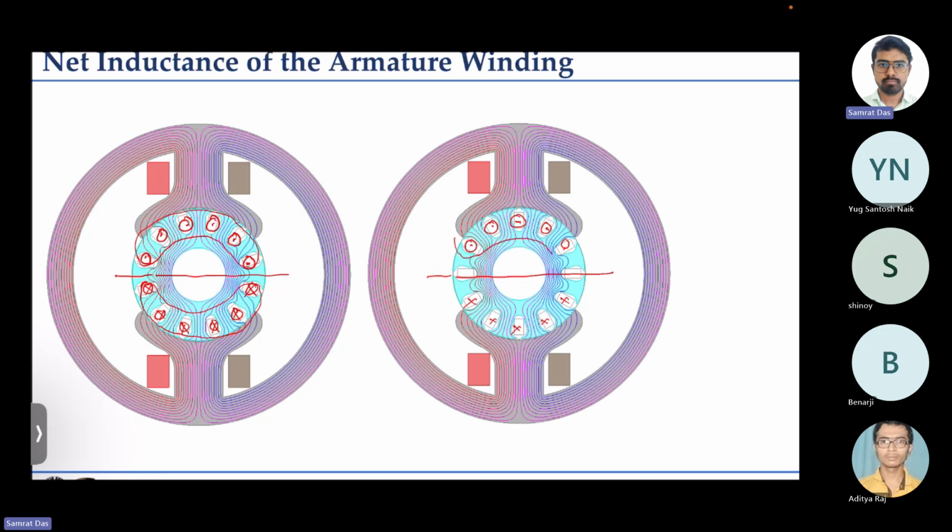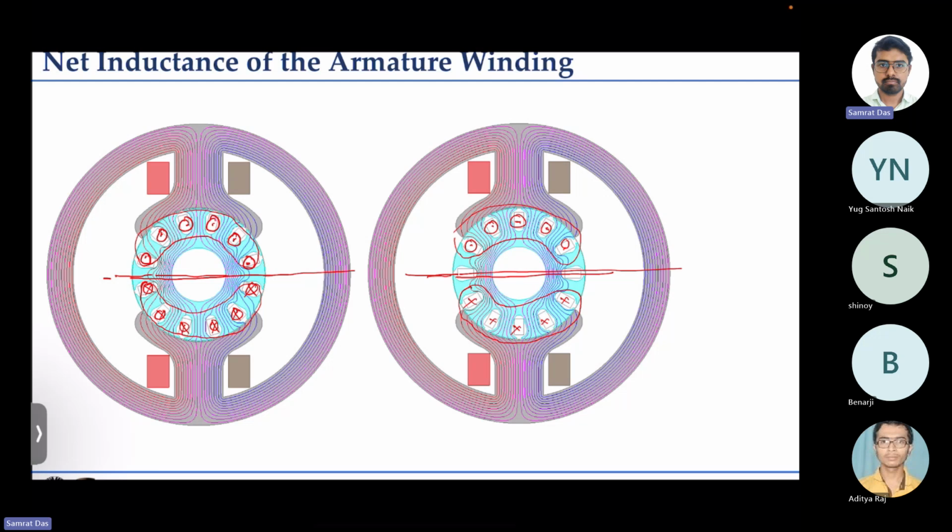Similarly, for this case also, all the top coils are carrying dot current, and all the bottom coils are carrying cross current. So what is the magnetic axis? Magnetic axis remains fixed for both these two variations, and both these are the only two variations, and in between something. So these are the two extreme cases of rotor position between which the cases change.